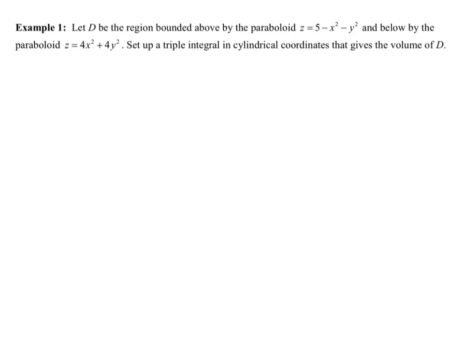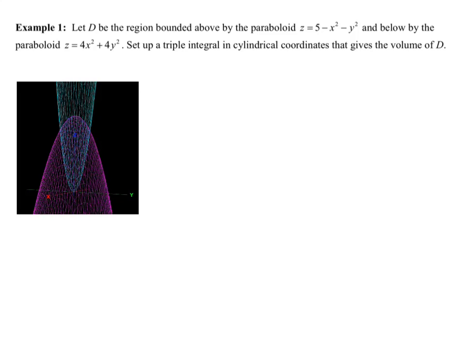Let's start by graphing our two paraboloids and seeing what the region looks like. I use QuickGraph to get an idea. The blue one is z equals 4x squared plus 4y squared, the paraboloid opening upward, and the purple one, the paraboloid opening downward, is z equals 5 minus x squared minus y squared. So what we're looking at is that region where they overlap, or the area between the two.